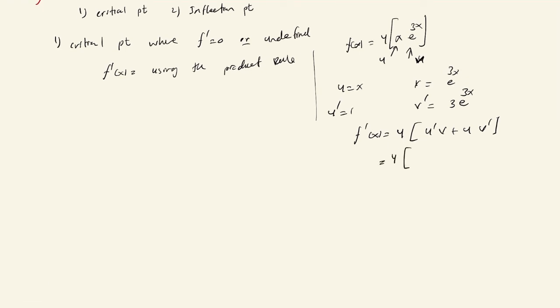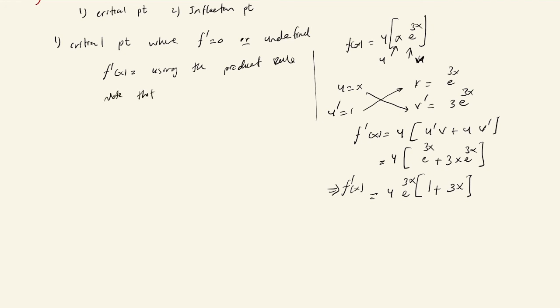gonna be 4, and then multiply 1 by e to the 3x, which is just e to the 3x, and then plus x multiplied by 3e to the 3x, which is 3x e to the 3x if I arrange the terms. And then I'm gonna factor e to the 3x. Now this is the first derivative. So notice here, the first derivative is defined for all values of x.